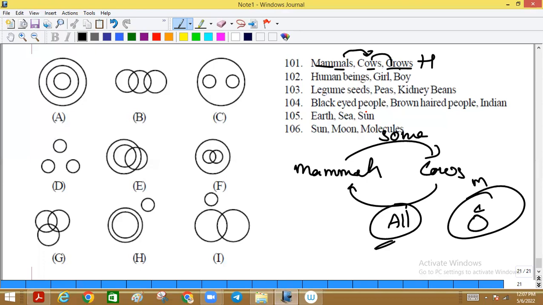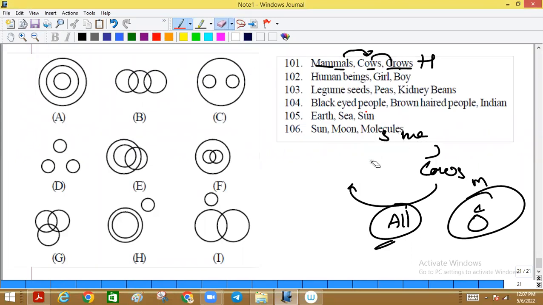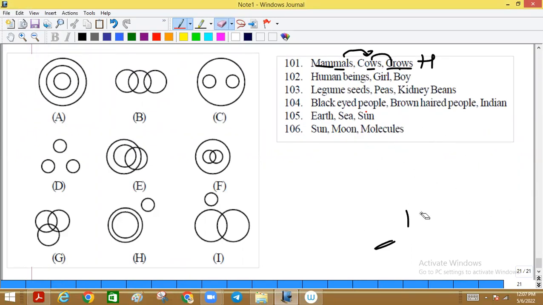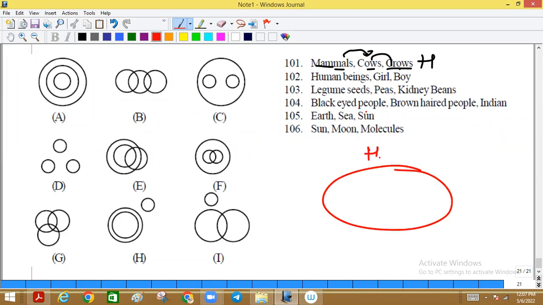Human beings, girl, boy. What's the answer? The answer is option C, human beings. All girls are human beings. All boys are human beings. Is there any relation between girl and boy? No relation. Girls are different, boys are different.